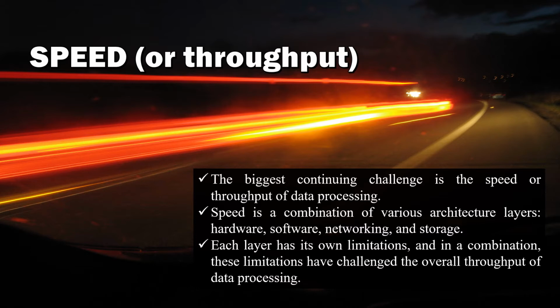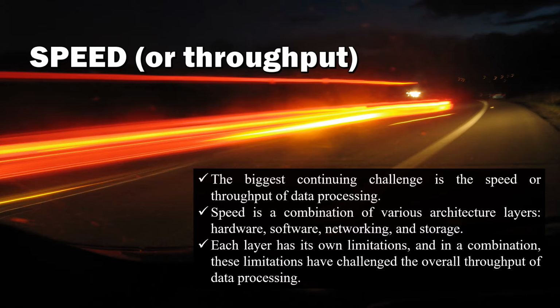The hardware has a different speed. Software has a different speed, network also has a different speed, and storage also has a different speed. And then the combination of these four very different architecture layers has a limitation. This will be a challenge to process the data. Let's say you have hardware that is very fast, also very fast software like Python, but your network is not so good. You have a network connection problem, and it will be a limitation for you to process the data.